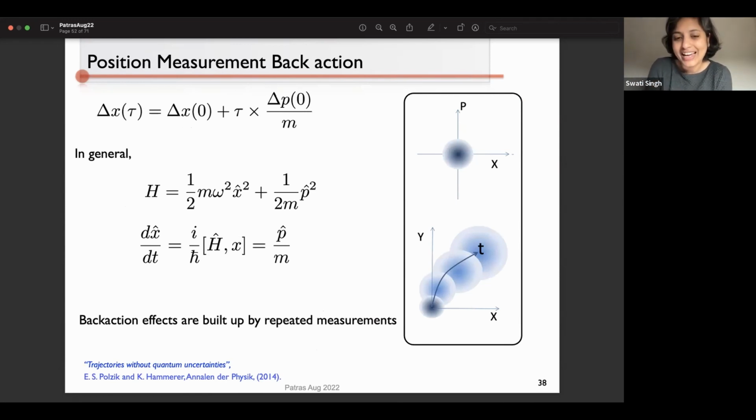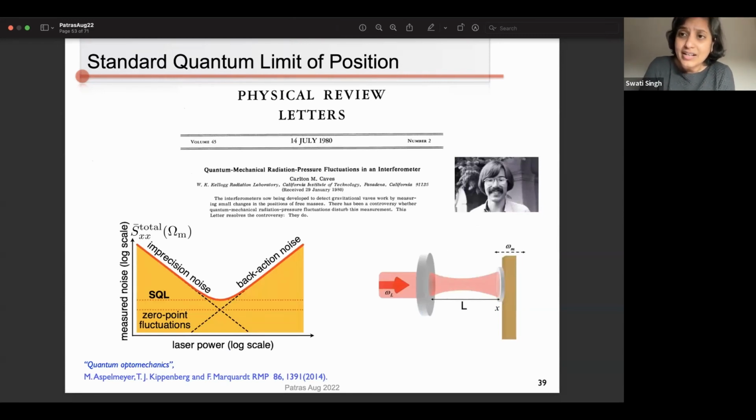This is the position measurement back action, and these back action effects are built up by repeated measurements. So if you're continuously monitoring, you end up building up the error in your X measurement. And that's a bit of a problem. This was a problem recognized in, I believe, the seminal paper in 1980 by Carl Caves, in an abstract that is every theorist's dream to write. He wrote it with great conviction that the quantum noise in the quantum radiation pressure fluctuations disturb the position measurement. And he definitively detailed back action noise, and in the subsequent years, ways to get around this back action noise.